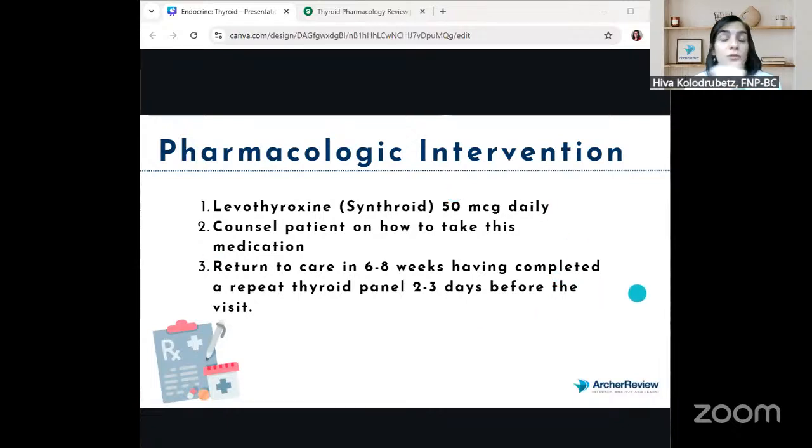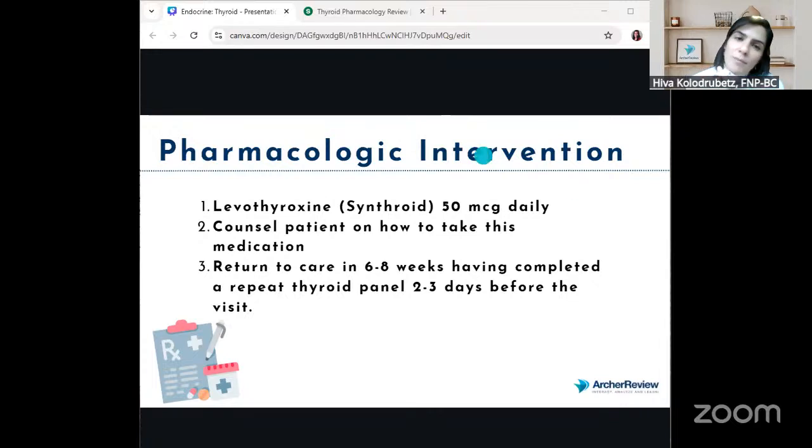So it's not just prescribing a medication and letting her go out there. We're going to have her come back in about 6 to 8 weeks and have her do a thyroid panel about 2 to 3 days before, so you can revisit that and look at it together, right? And make sure that we're making small adjustments to get her to the right thyroid medication.